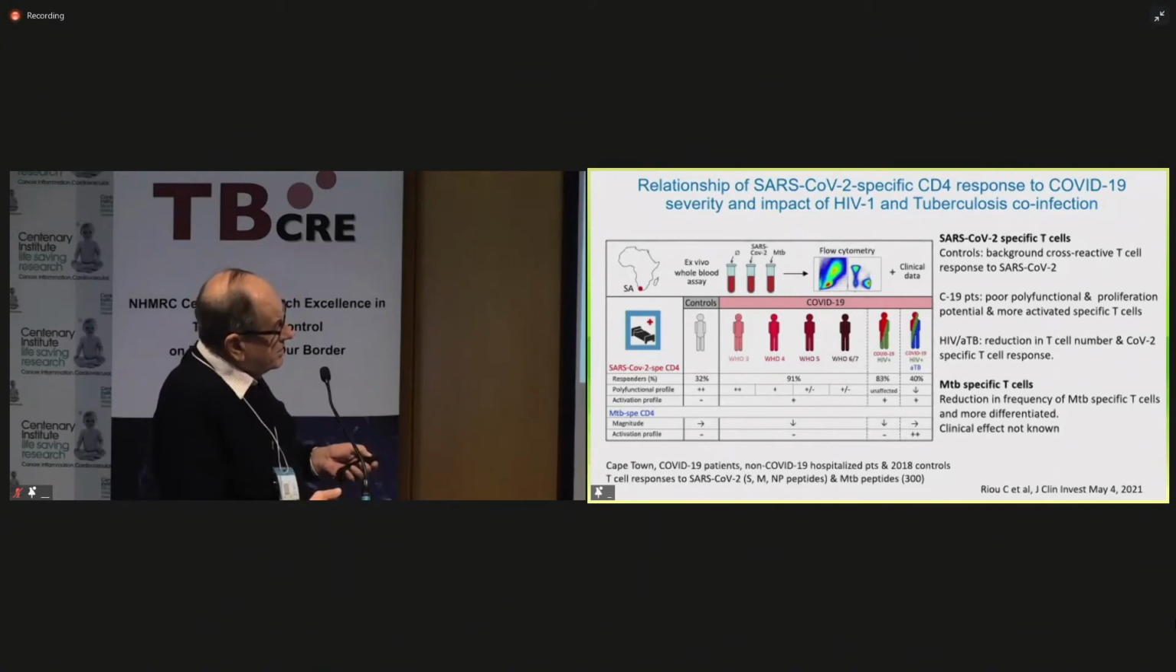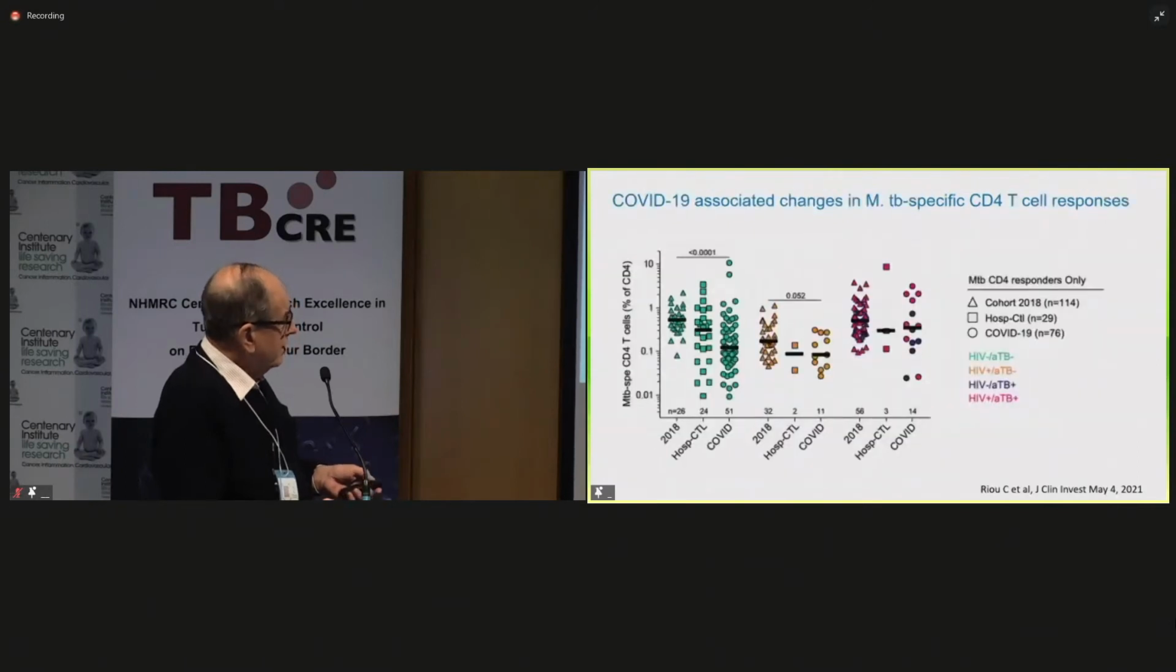The COVID patients had poorly functional T cells, and there was a reduction in T cell number. But from our point of view, this is the significant question: what was the effect on TB-specific T cells during COVID infection? And there was a reduction in the frequency of TB-specific T cells, and these were more differentiated. And this is just shown here in a large population. In the green on the left, in a previous cohort, here of hospitalised patients, and here a significant reduction on this log scale of the frequency of reactive T cells.